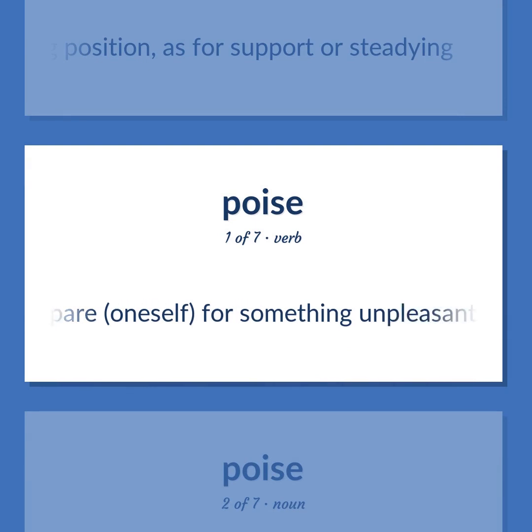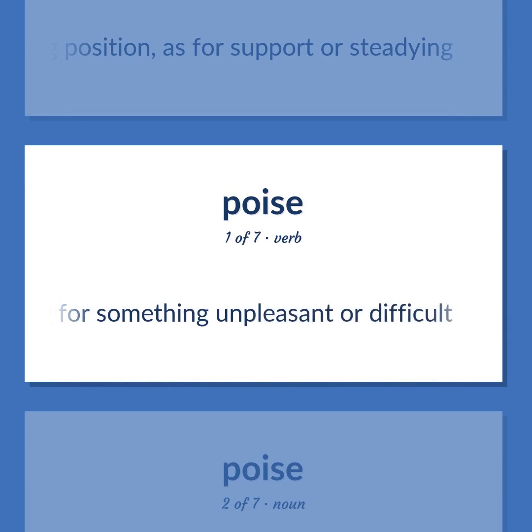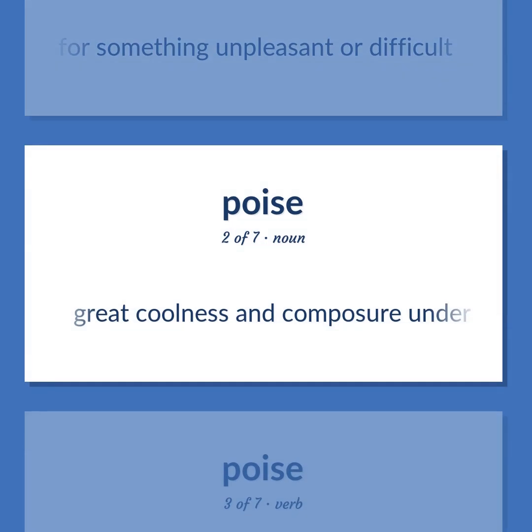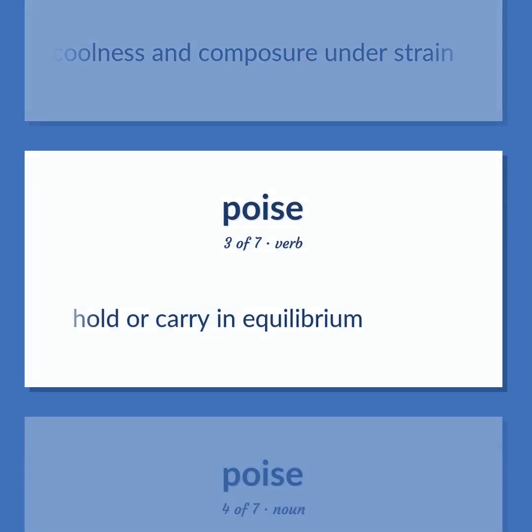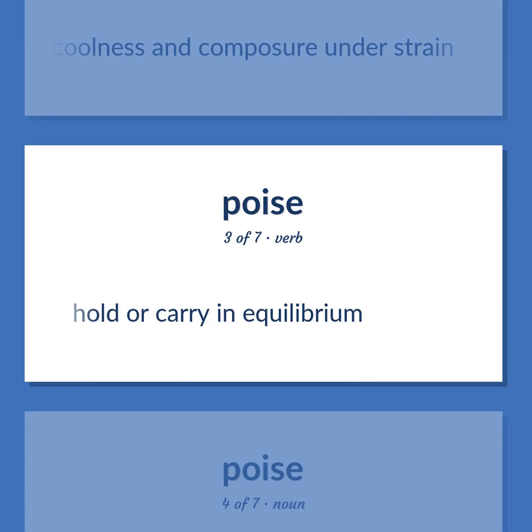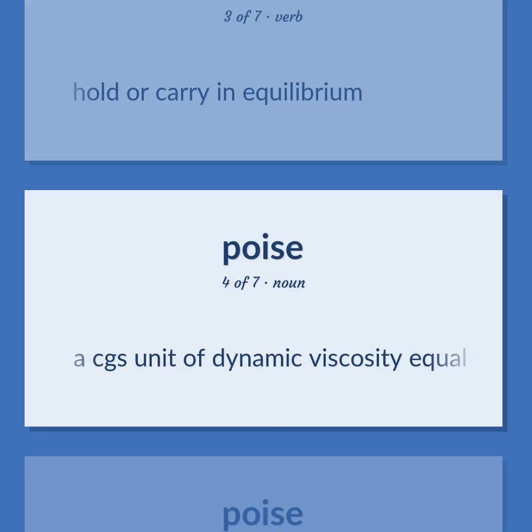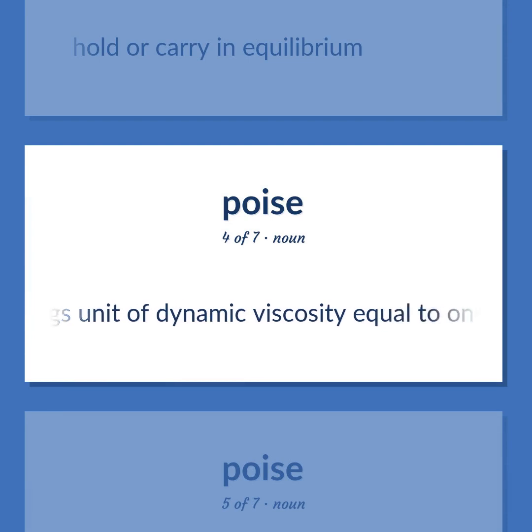Prepare oneself for something unpleasant or difficult. Great coolness and composure under strain. Hold or carry in equilibrium. A CGS unit of dynamic viscosity equal to 1 dyne second per square centimeter. The viscosity of a fluid in which a force of 1 dyne per square centimeter maintains a velocity of 1 centimeter per second.